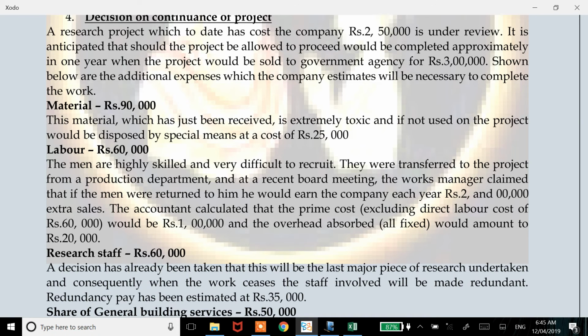Again, the focus would be on individual adjustments. I'm not really bothered about the total part which we do in the end. The focus is predominantly on the individual adjustments. Go through the question.